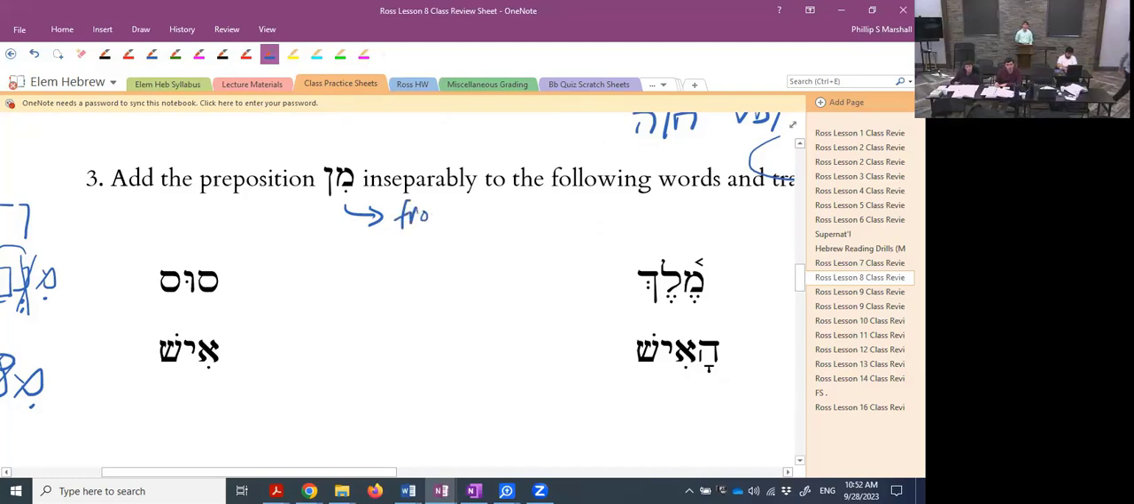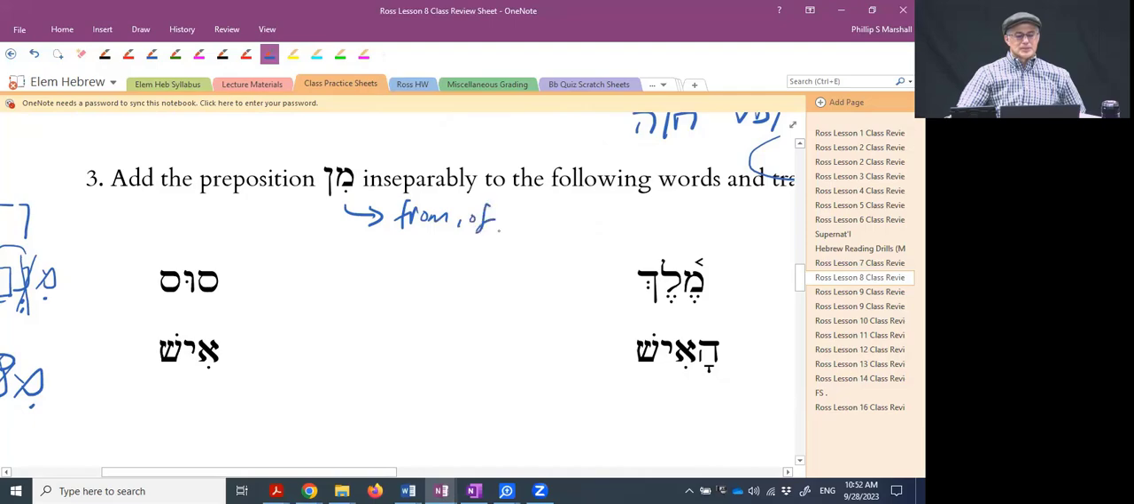From, or could also be "of," right? So from or of. All right, good. And I taught you there are two ways to write the preposition min in front of the noun that's the object. From the field, from the man, from the bathhouse, right? The min goes in front, but there's two ways to do it.